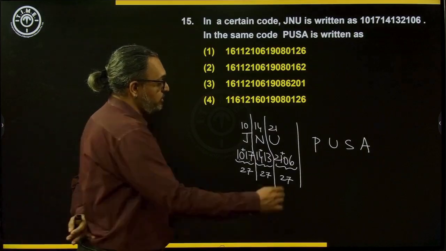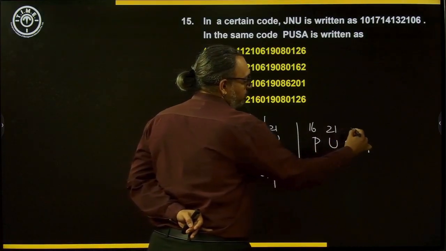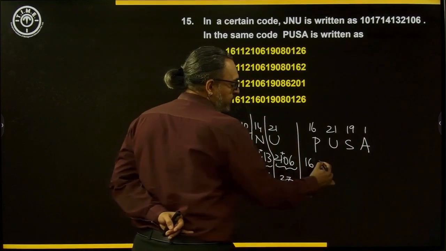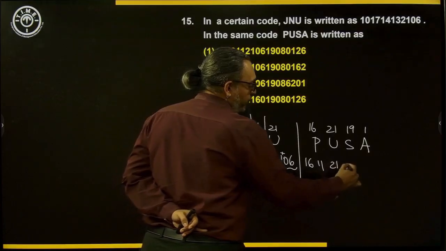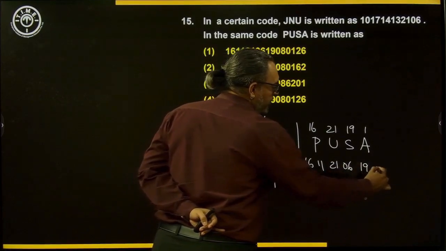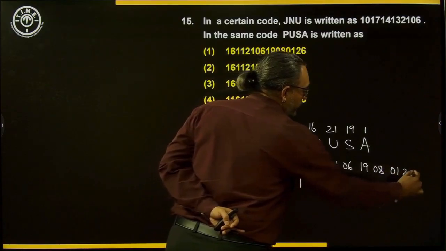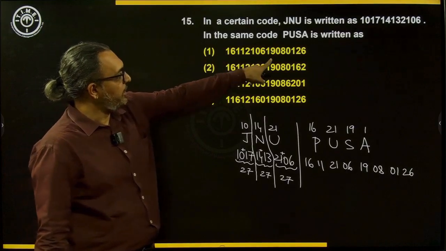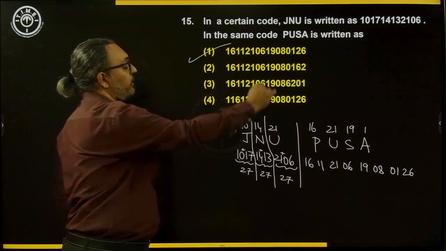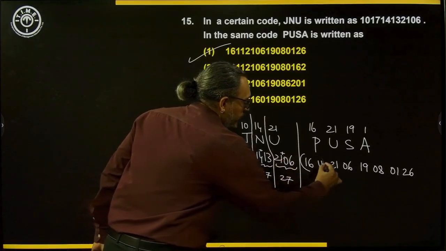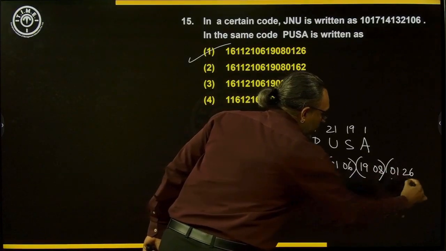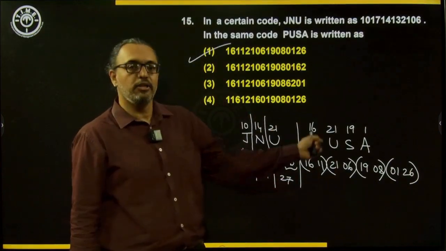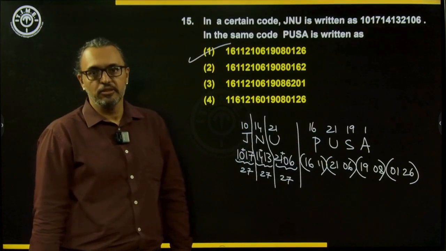Understood the logic? Same way, you have 16, 21, 19, and 1. For 16, we know it is 11. For 21, we know it is 6. For 19, we know it is 8. And for 1, we know it is 26. Now you need to see which option matches. So 16, 11, okay. 21, 06, 19, 08, 01, 26. So option 1. It is pairs of numbers that are opposites. The first number is the place value, the other number is the opposite of it. That is the logic. Understood?